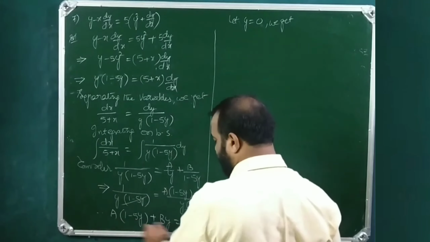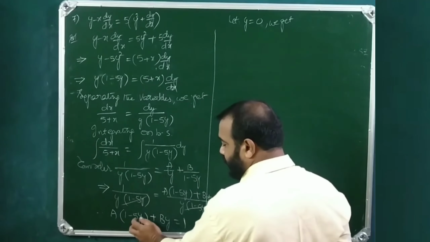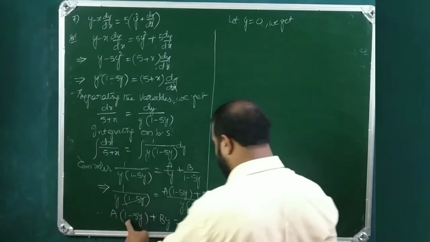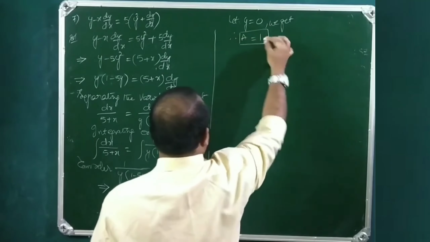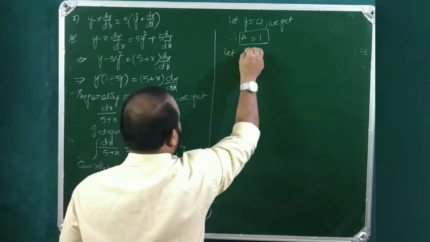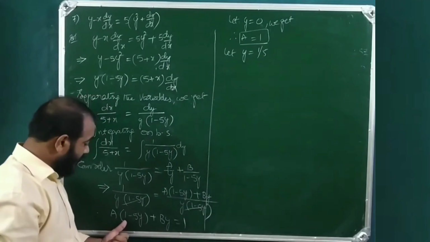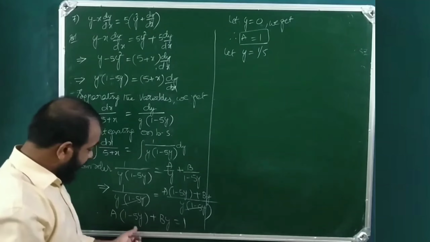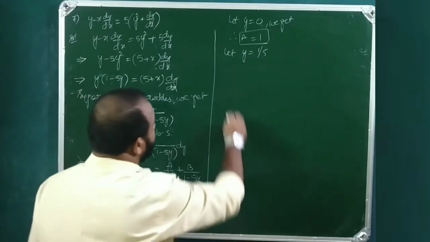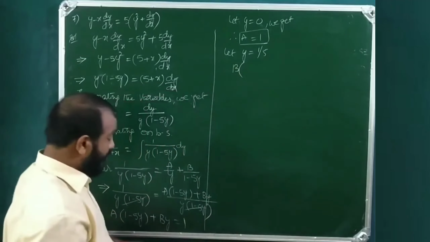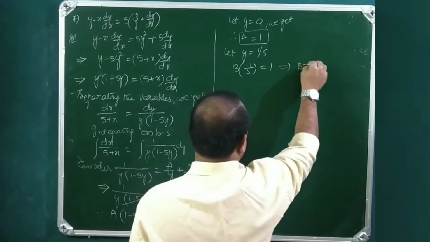So let y equal 0. If I substitute y equals 0 here, 5 into 0 is 0, a into 1 is a. So therefore, a equals 1 we get. Similarly, let y equal 1 by 5, you replace and see what will happen. So 1 minus 5 into 1 by 5, the 5 gets cancelled, 1 minus 1 is 0. So b into 1 by 5 is equal to 1. So from this, b is equal to 5.